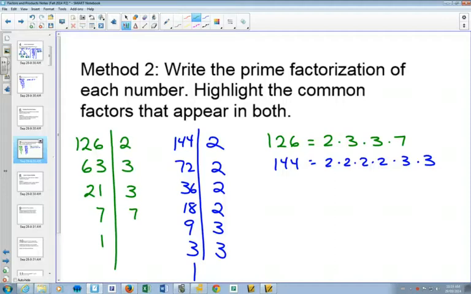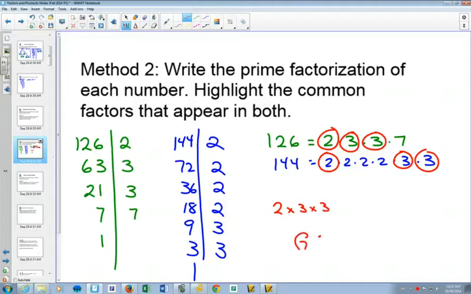So if we are looking for the biggest number that divides both of them, can you see that a 2 divides both of them? A 3 divides both of them. In fact, 2 3s divide both of them. Those are the ones that are in common. 1 2 and 2 3s. So if we take 1 2 and 2 3s, we get a greatest common factor of 18. 18 is the biggest number that divides all of them.